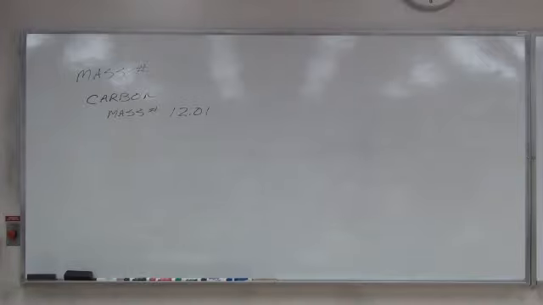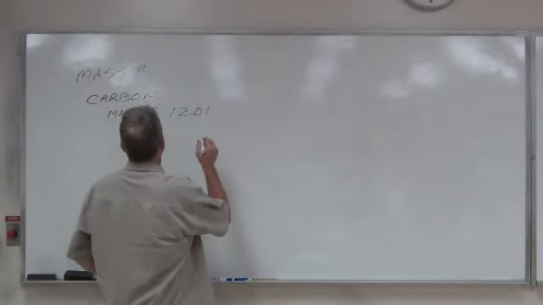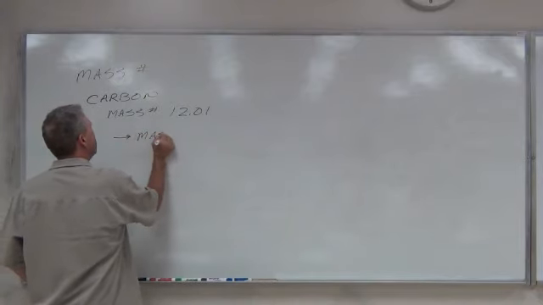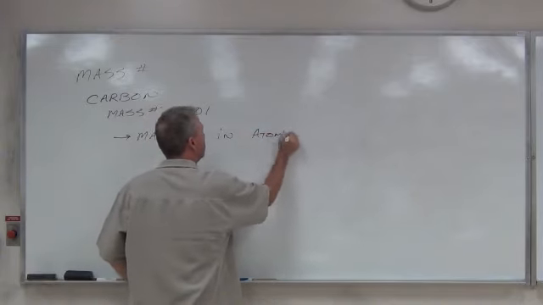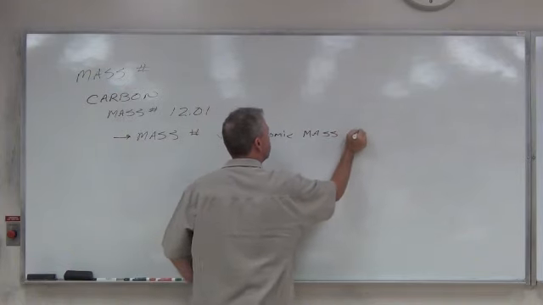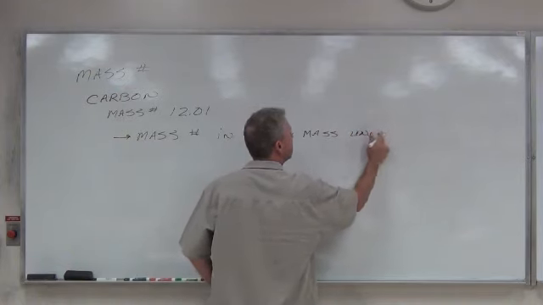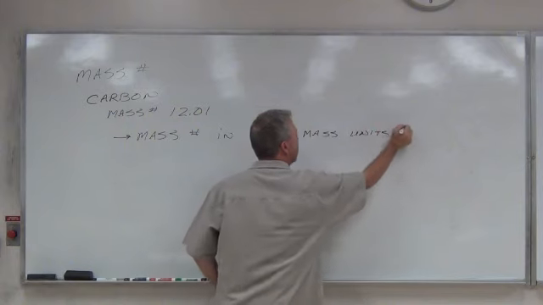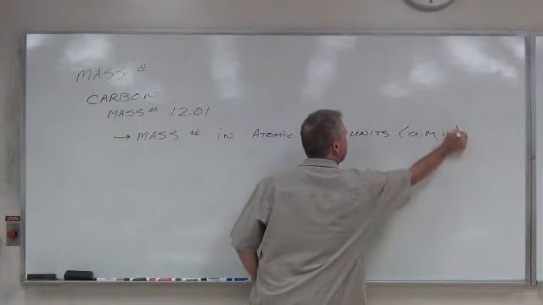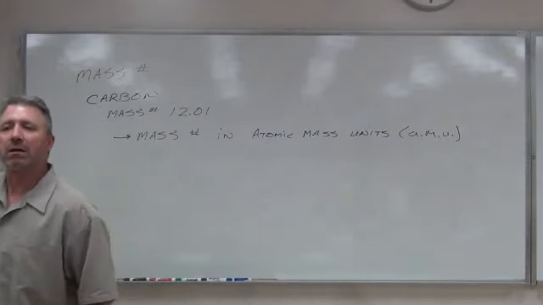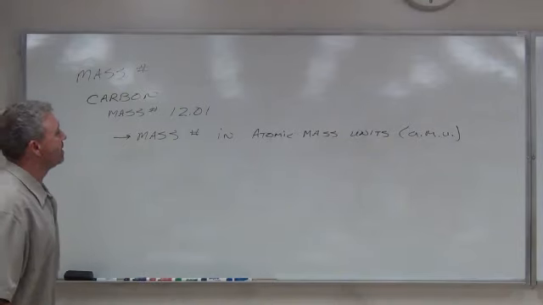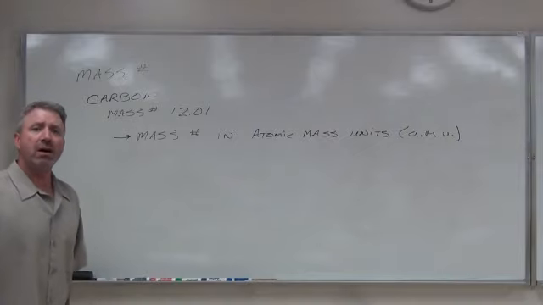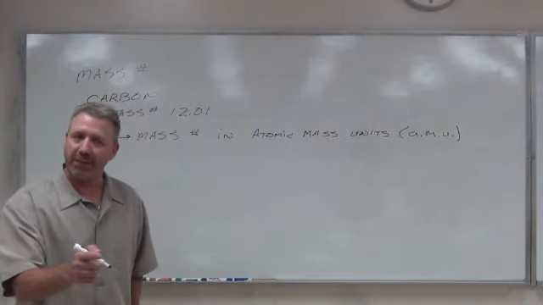One you already know, the AMU or atomic mass unit. So, in AMUs, in atomic mass units, that is an AMU, that's just a really small mass unit. Something used when we're dealing with really small things like protons, neutrons, and electrons. If you have the atomic or the mass number in AMUs, you have the mass of one atom of that element.